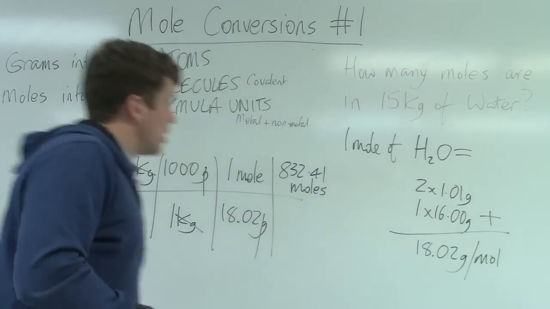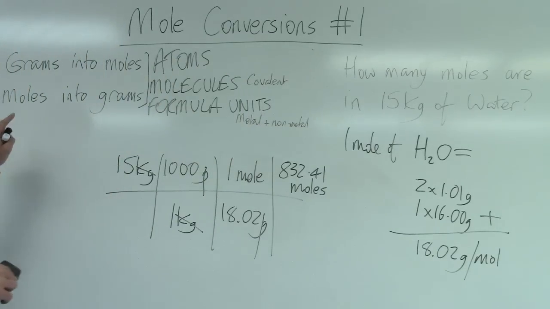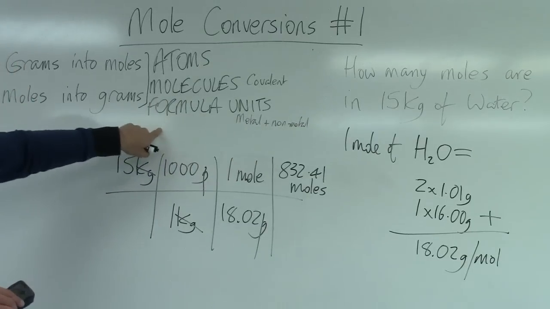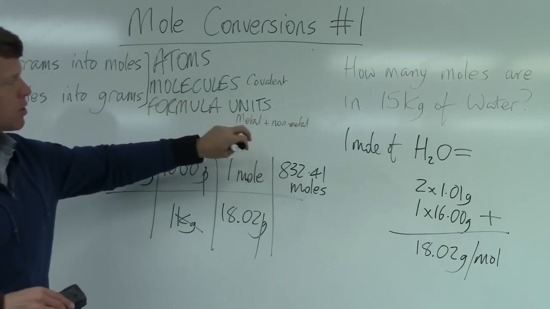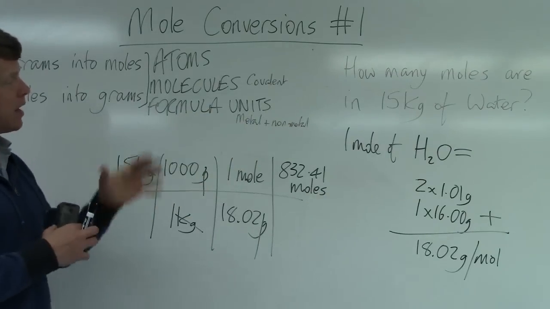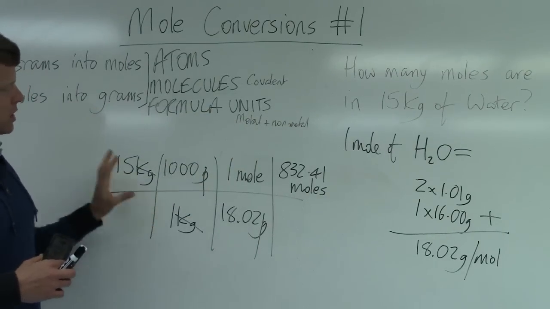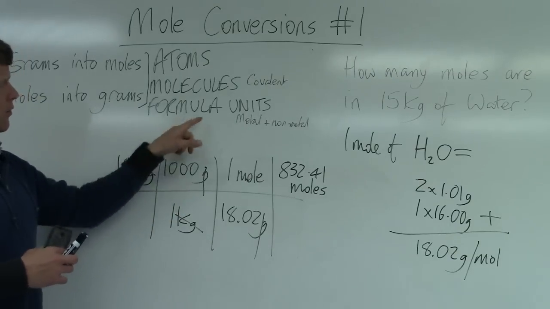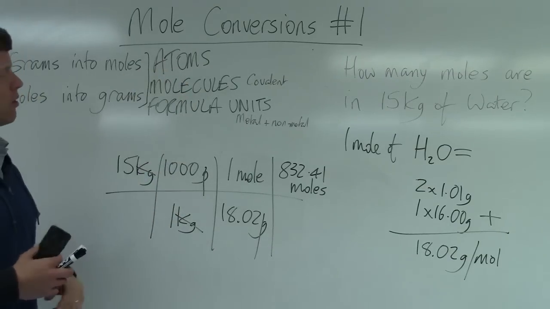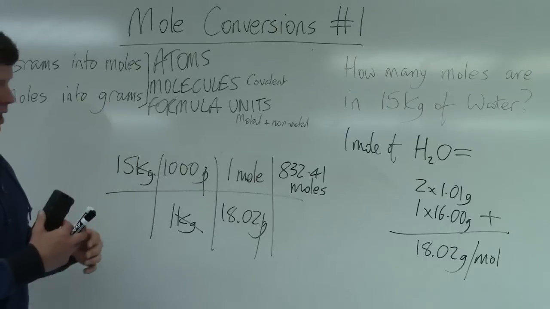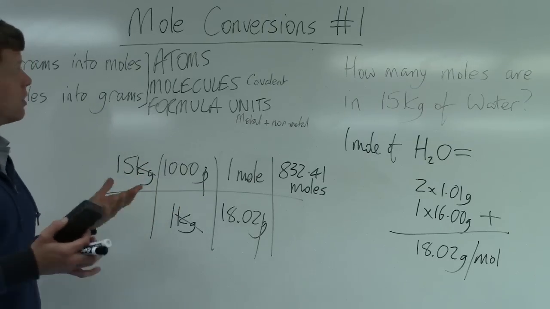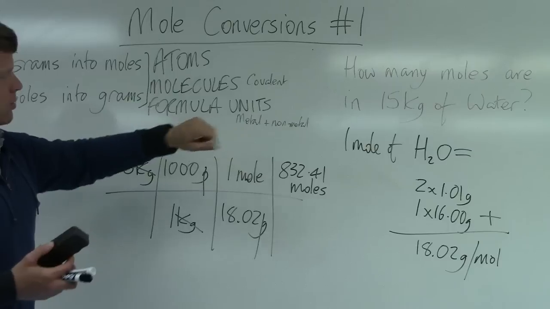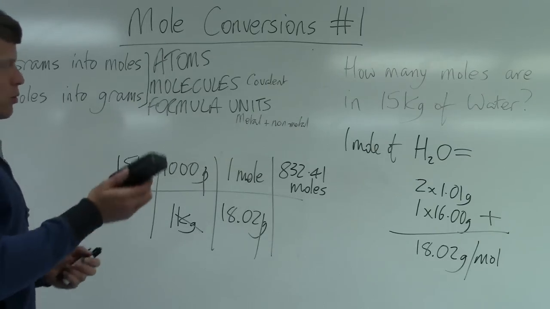So let's do one more example. This time I'm going to change moles into grams, and I'll do it for a formula unit or ionic substance, which is metal and non-metal. But the big idea here is you can use the same process for any one of these 3. So single atoms, you could even do it for single ions as well. You could also do it for molecules like H2O or ionic substances, which we'll do next.